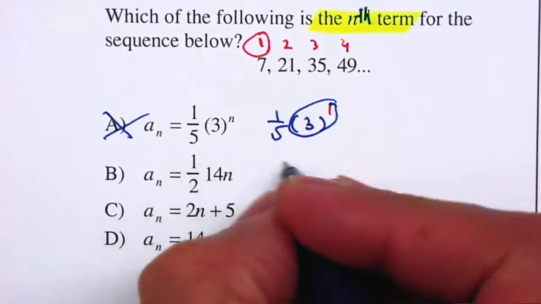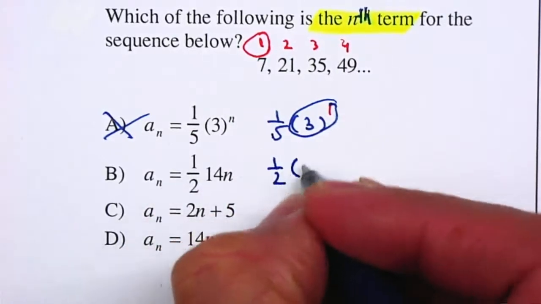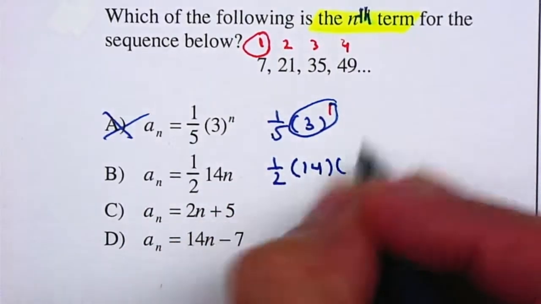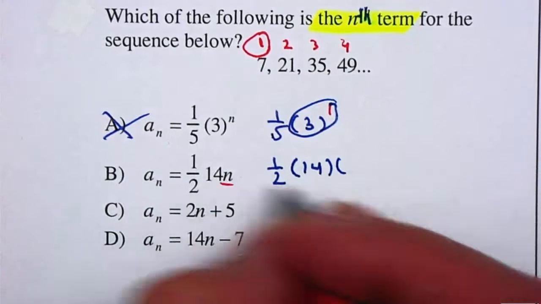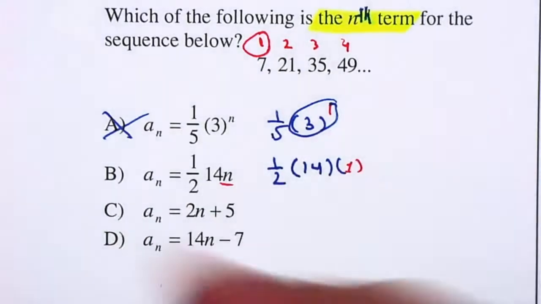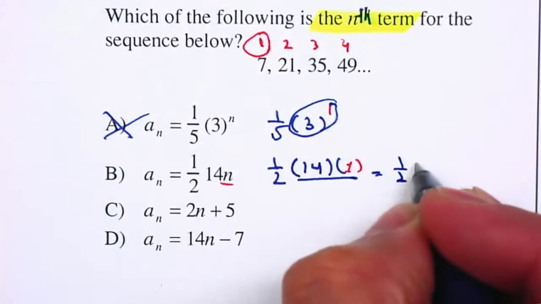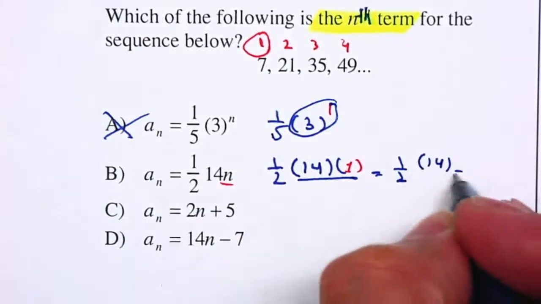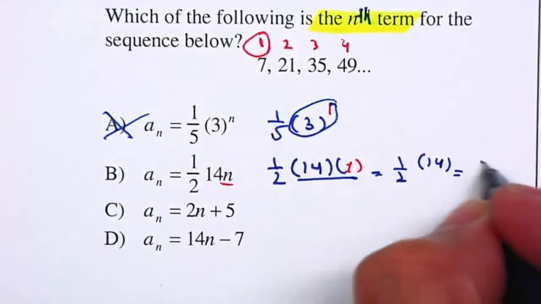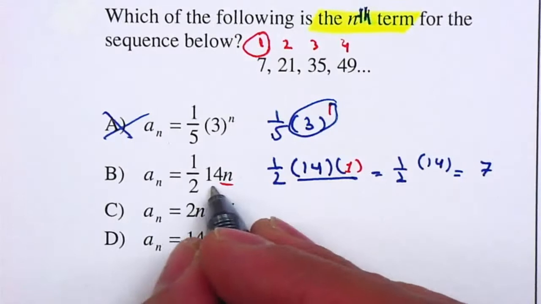Let's try letter B. 1/2 times 14 multiplied by n. Instead of the n, I'm going to replace it with a 1. That gives me 14. So 1/2 multiplied by 14, 14 multiplied by 1/2 gives you 7. So that one so far is correct.